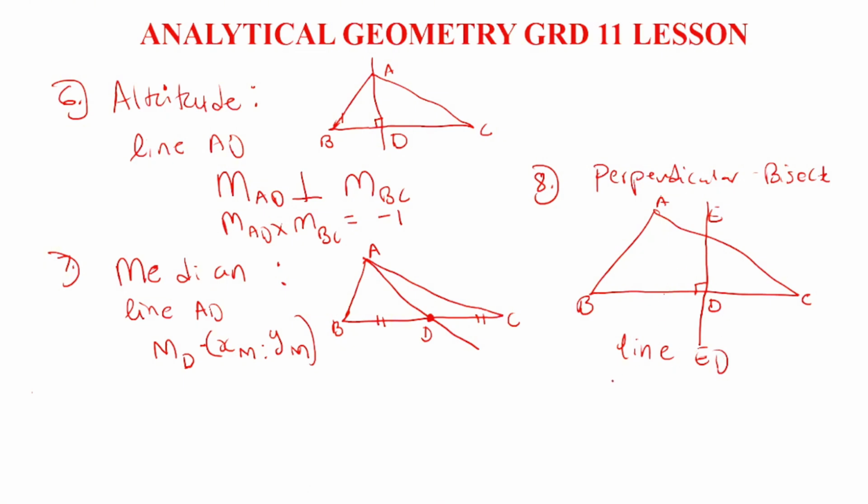Therefore, this means if you need to find the equation of ED, you need to find the gradient of BC, and you know the relationship of the gradients, which is that you use the gradient of BC and the perpendicular relationship to be able to find the gradient of ED.